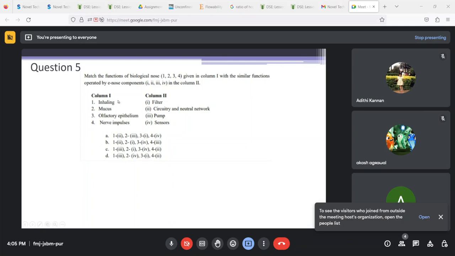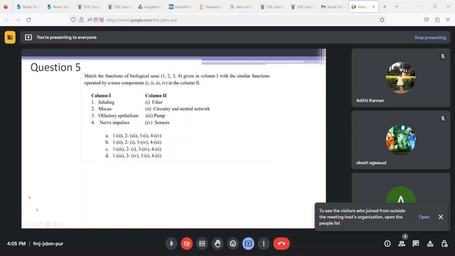Inhaling is linked with the pump of the e-nose. Mucus is linked to filter. What mucus does in your nose is filter all the dust particles before they reach our lungs. So a filter is basically performing the same function as mucus.